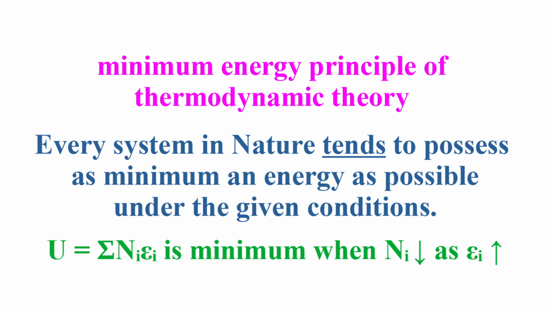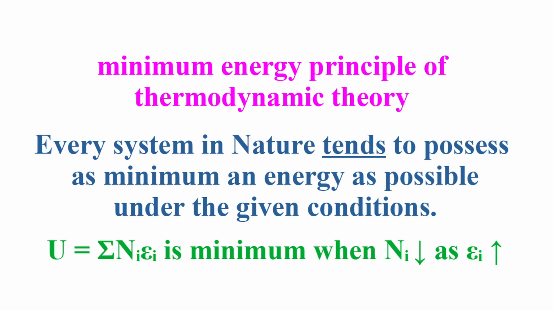According to this principle, every system in nature tends to possess as minimum an energy as possible. Given a particular set of numbers for ni's and the corresponding energies epsilon i's for one particle, as mentioned earlier, U equals sigma ni times epsilon i.